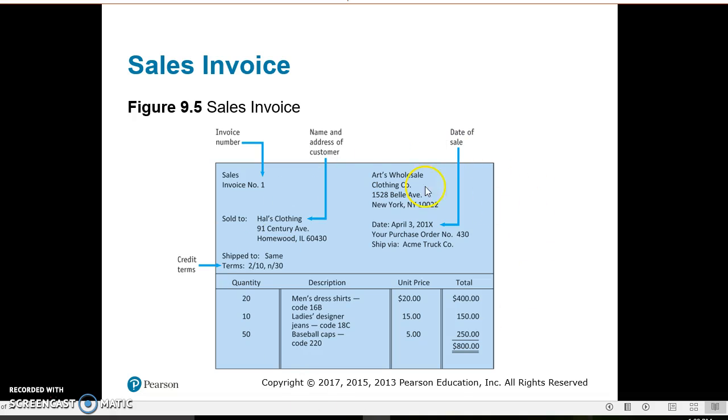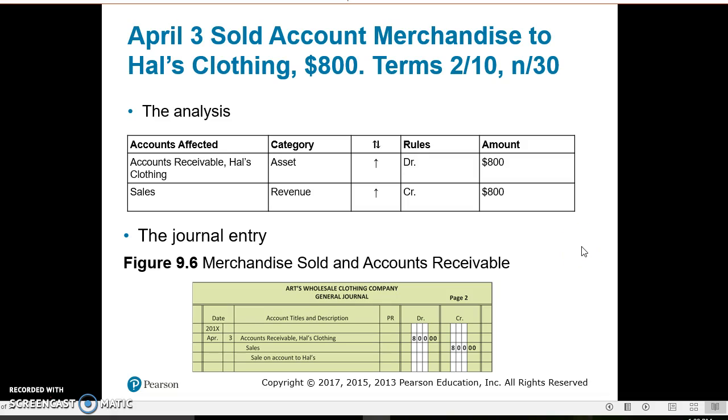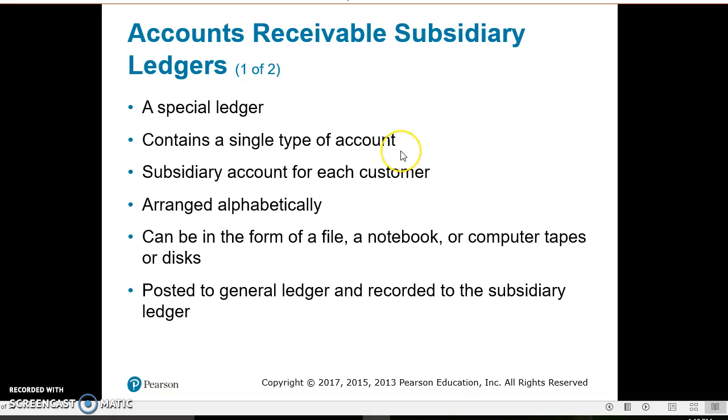Here's just a sales invoice for you to look at. As we go through here, we're going to talk about a sale on account, where you sold merchandise to House Clothing, and how you just do the accounts receivable and the sales right away. We get on to all the complicated stuff as we receive it.